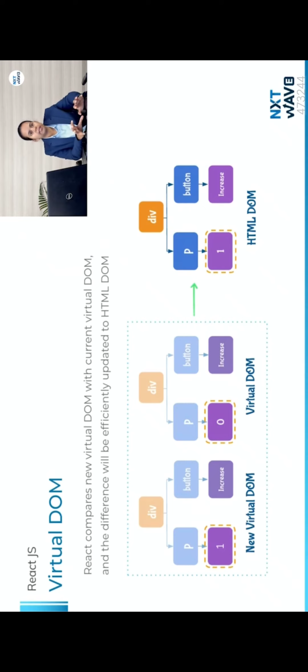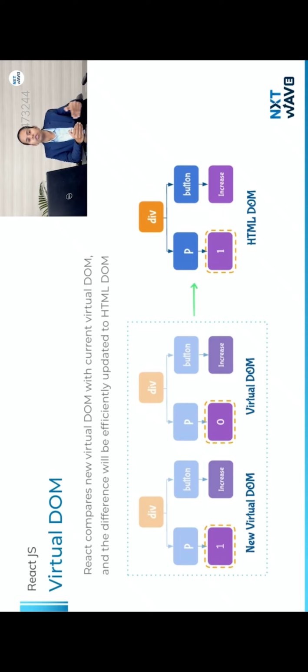Here you can see that in the new virtual DOM, in the paragraph we have the text one, whereas in the previous virtual DOM, the text is 0. Apart from that, all other elements remain the same, right? You can see in all other nodes there are no changes. Only this is the change. So React will compare the new virtual DOM and the previous virtual DOM and find the difference, and only the difference will be updated in the HTML DOM. Clear? This is the advantage of using React, because only the difference is being updated to the HTML DOM. Because of this, the websites that we build using React will be more performant.